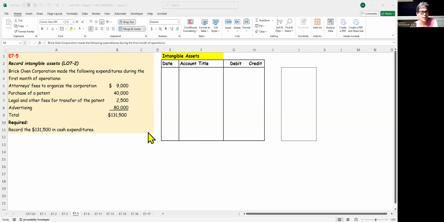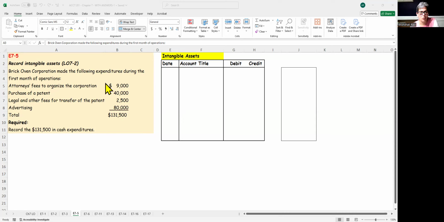Welcome back. Let's take a look at exercise 7-5. Continuing on with long-term assets, now we shift our focus onto intangible assets. Here we have Brickout Corporation that made the following expenditures during their first month of operations.